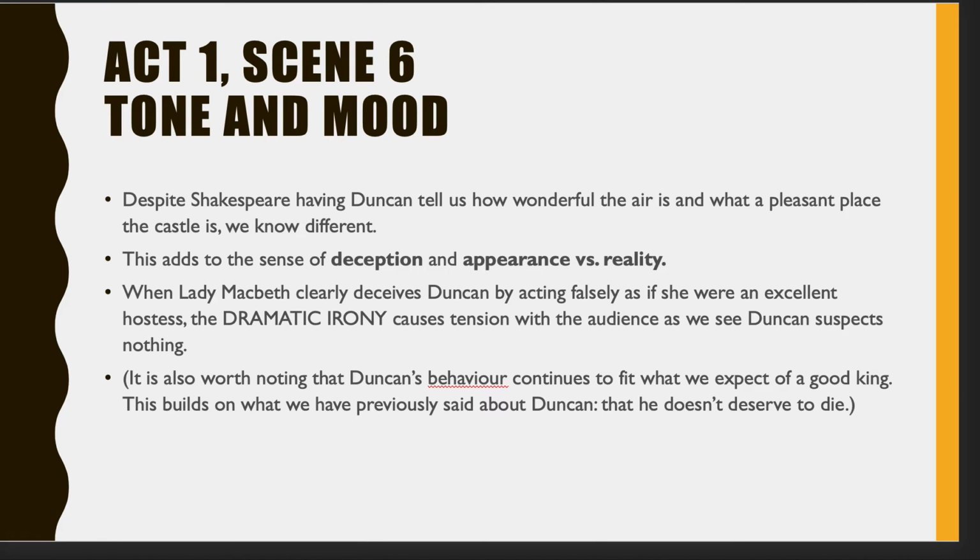And that links to the idea of deception and appearance versus reality. It also links to the ideas about Duncan himself. So we know that Duncan fits what we expect of a really good king. And it builds on that idea that Duncan doesn't deserve to die. And it's important that we know he doesn't deserve to die. And it's not God intervening to kill a bad king because he's an excellent king. If anything, it just means that he's too trusting. And this shows again that he still can't see the danger when it's clearly right there. And that's what ultimately leads to his downfall.